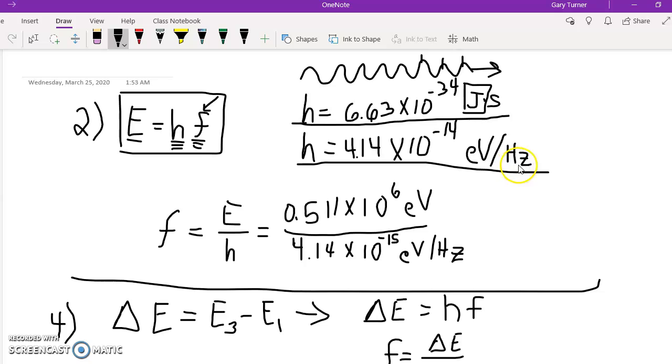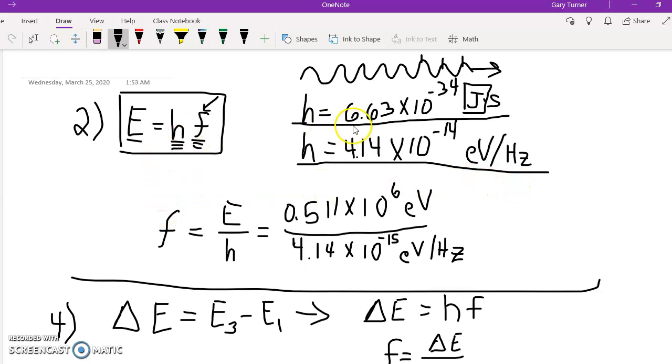And frequency is measured in hertz. So another way of writing Planck's constant is 4.14 times 10 to the negative 14 electron volts per hertz. So don't get too wrapped up in the units here. It's a little bit funky, but it's electron volts per cycles per second. Energy per cycles per second is the units here.